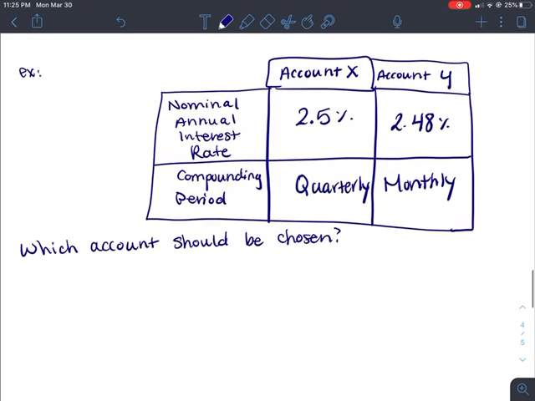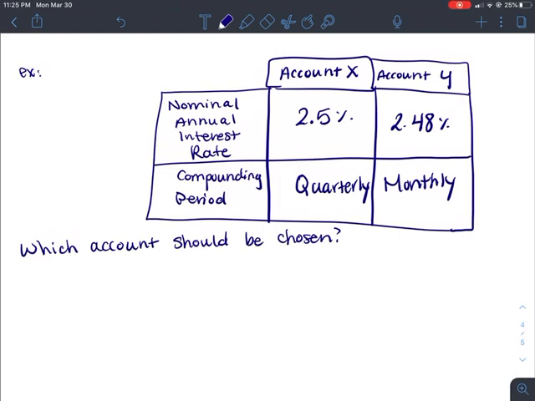So they give us two accounts. We have account X with the nominal annual interest rate of 2.5%, which compounds quarterly. And then we have account Y, which has a nominal annual interest rate of 2.48% and compounds monthly. Okay, so I'm sure you're sitting here and you're like, Miss B, why is this important? We're going to have people who calculate this all for us. That is true. But for these problems, we need to be able to do this, okay?